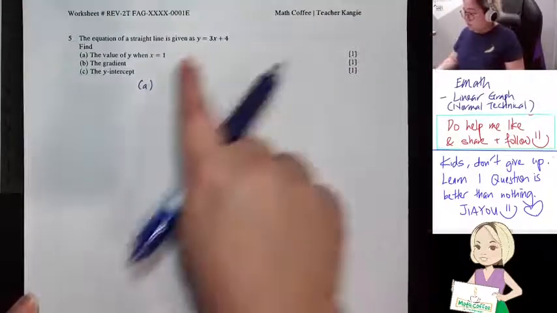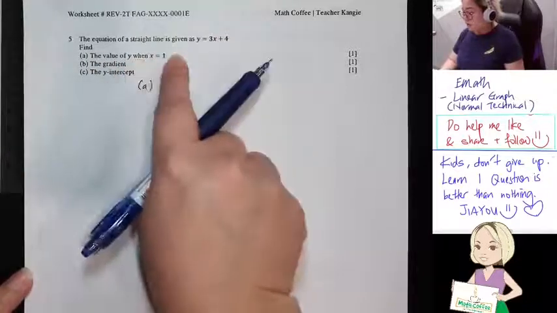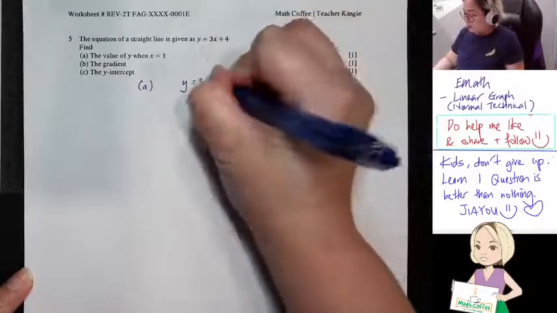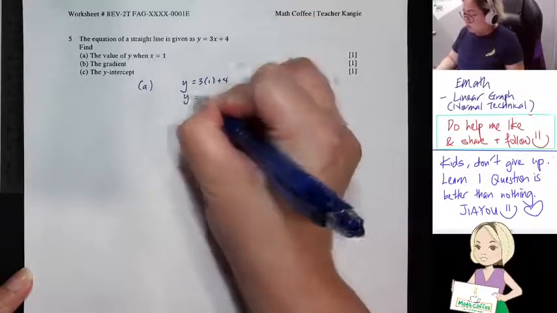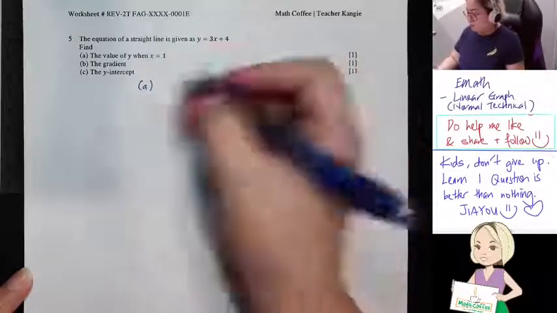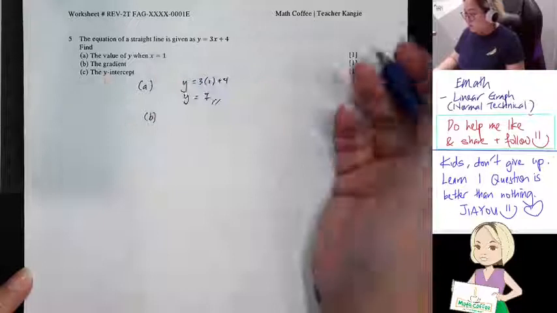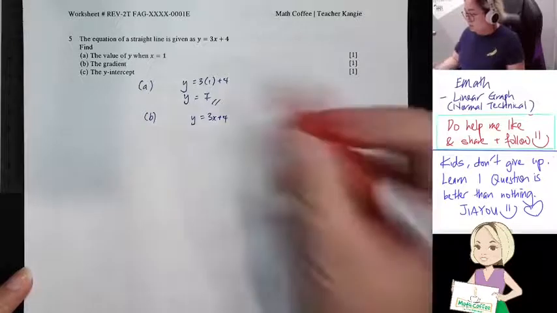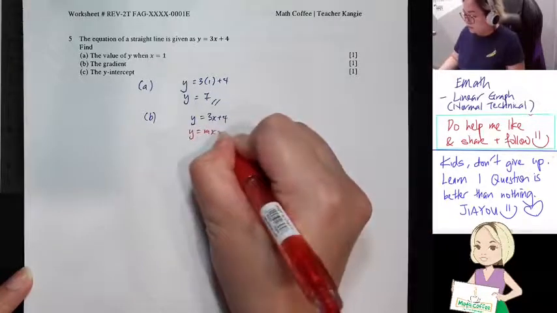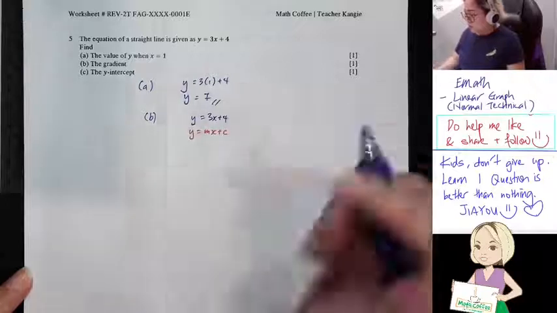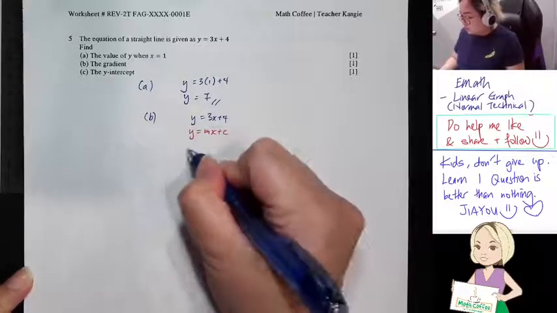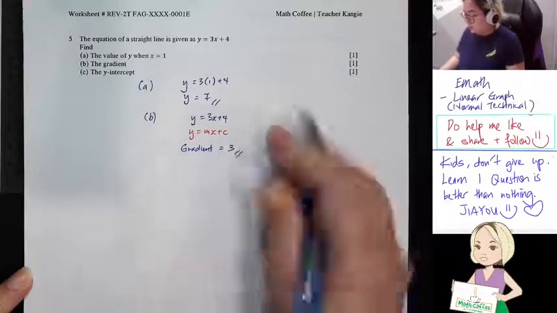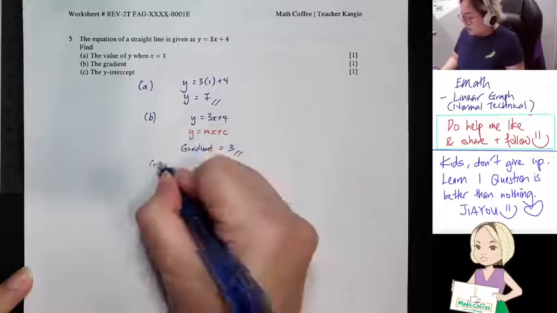Okay? So y is equals to 3x plus 4. Find the value of y when x equals to 1. So we will just sub in y is equals to 3, 1 plus 4. So it will be y is equals to 7. So we solve our A. B, find the gradient. So like I said, y equals to 3x plus 4. You will compare it with y equals to mx plus c. So with this, you can easily find out what is the gradient. So for part B, they ask for gradient. So my gradient is equals to 3. Done.